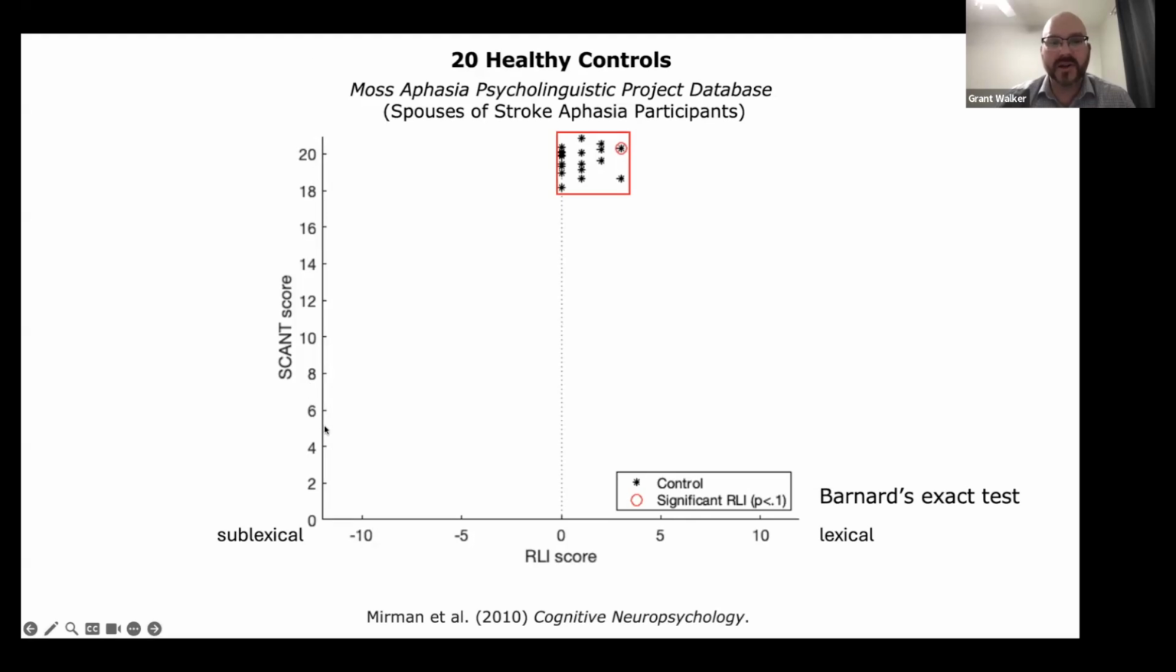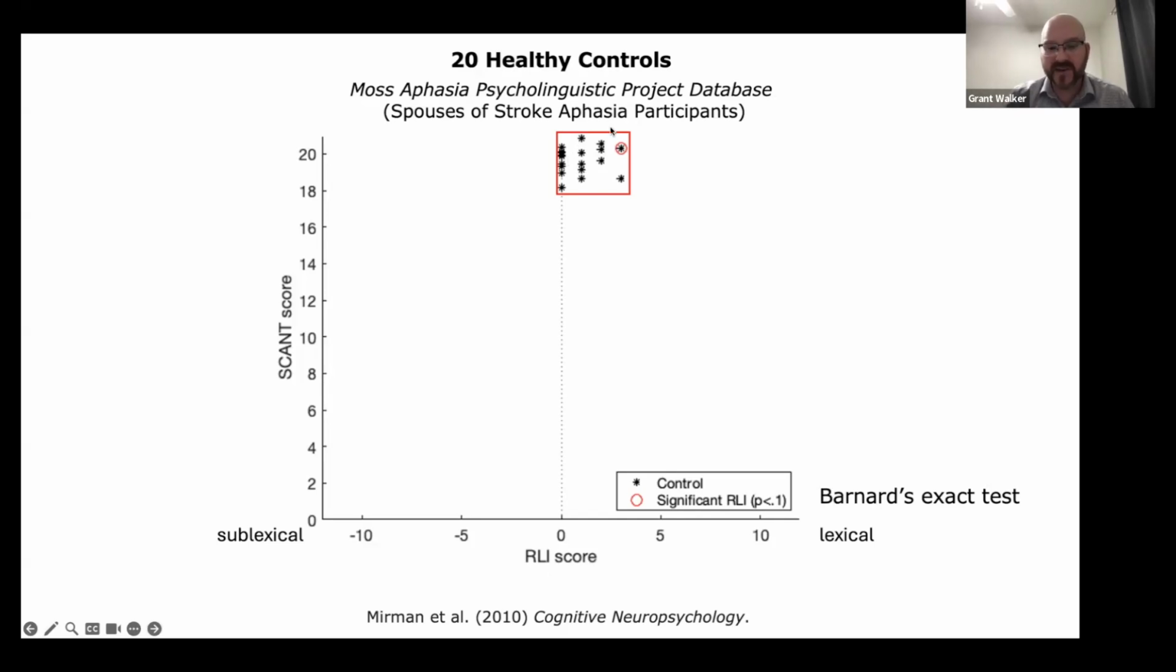So this is overall aphasia severity, or language severity, and we expect healthy people to cluster near the top, and they do. And then the RLI score, the relative linguistic impairment score, is just the difference between the score on the lexical test and the sublexical test. And if people are about equal on these, we would see 0. So we expect them to cluster around the middle.